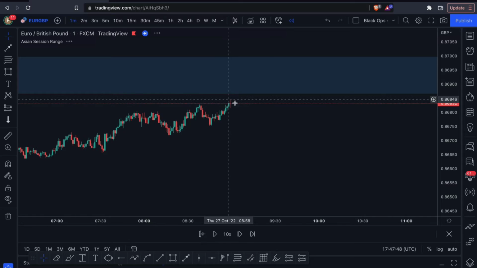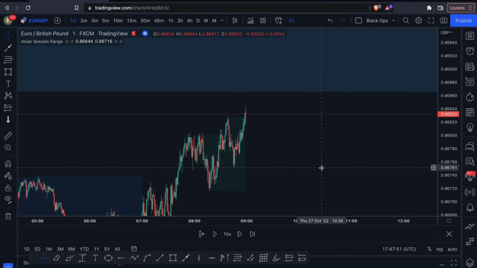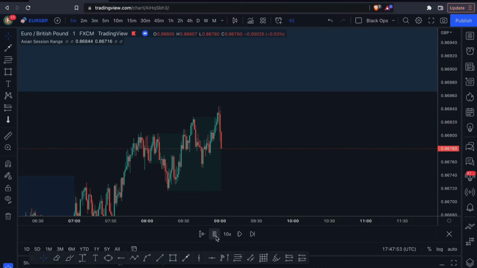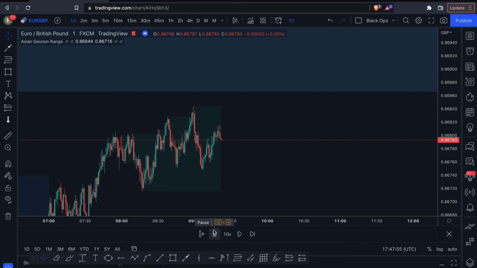Okay, so now we're approaching it. Let's go down to the 1 minute. So now what we can see is price is getting closer. So let's zoom in a bit more and let's wait for it to tap into that area.